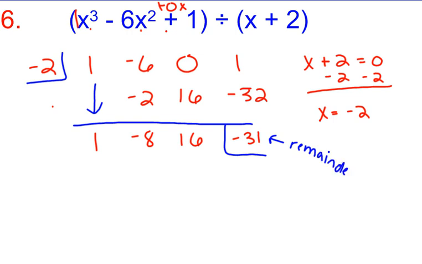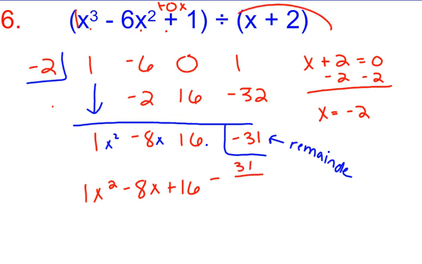So this doesn't divide evenly, which is fine. When I write my answer, remember I'm 1 degree less than what I started with. So really this is my x squared, this is my x, and this is my constant. So my answer is 1x squared minus 8x plus 16. And then how we write our remainders is I'm going to say minus 31 over what I originally divided by, always. So x plus 2.